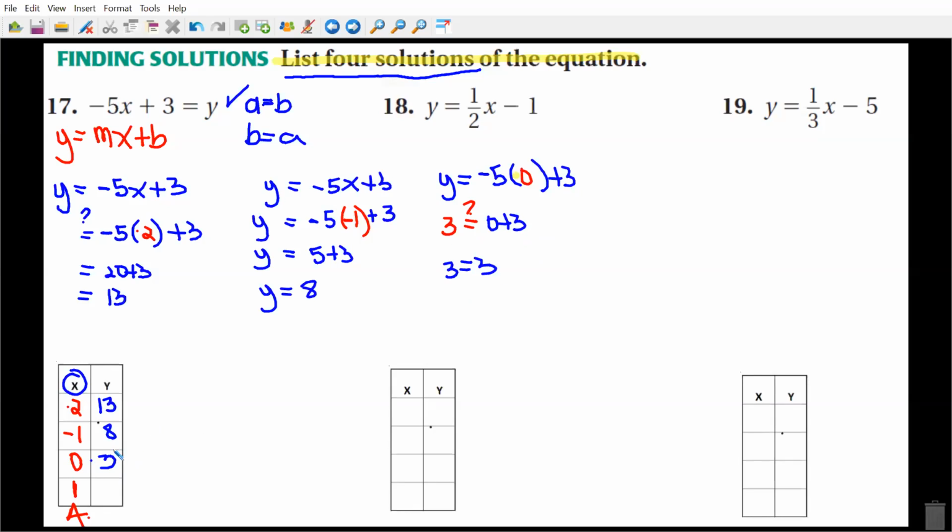Very good. What about the next number? One for the x, but what is the y going to be? Let's see what happens. y is equal to -5 times 1 plus 3. So y is equal to -5 plus 3. So y is going to be equal to -2. That's the -2 you had over here.